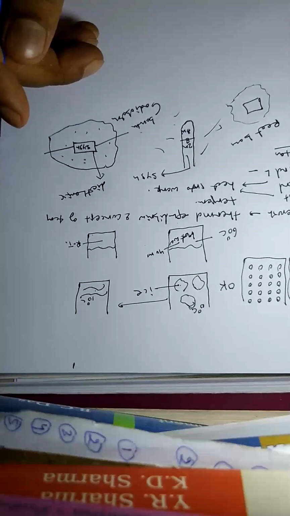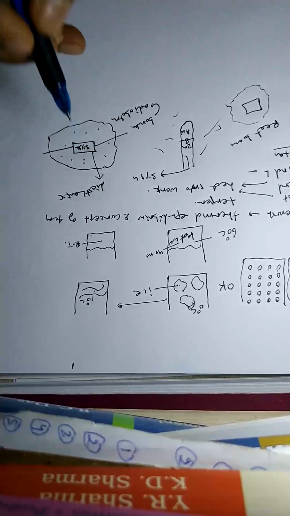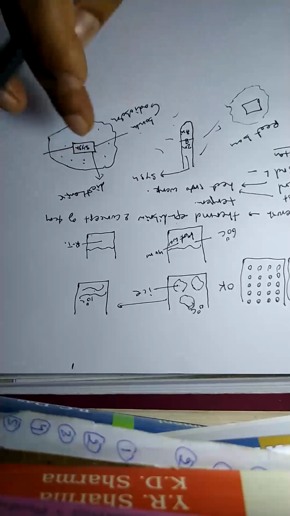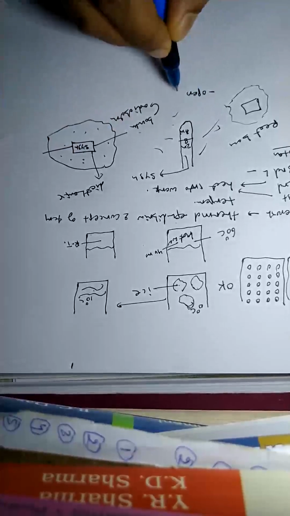So actually there are four types of thermodynamic systems. The entire system can be divided into four types. One is the open system.